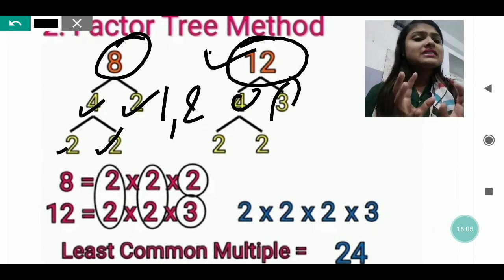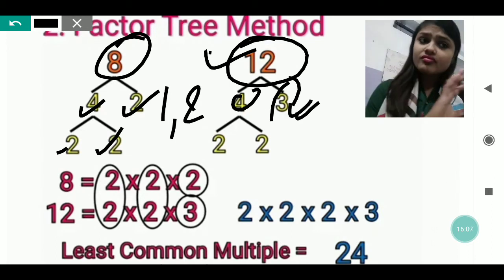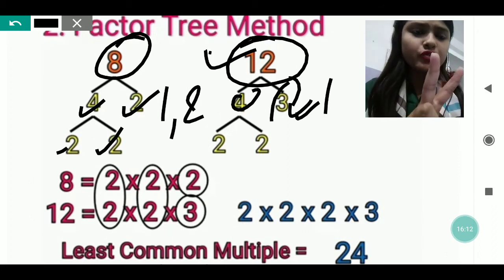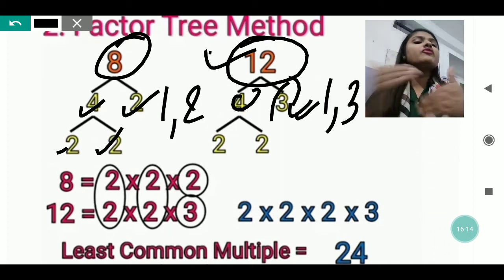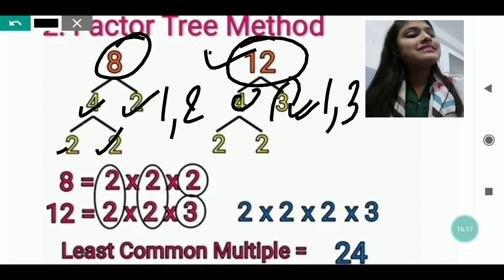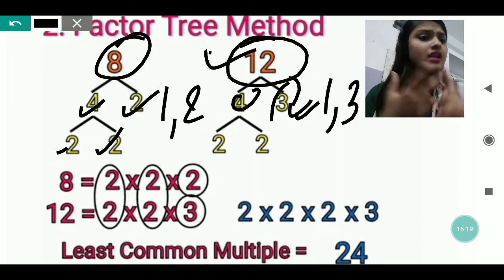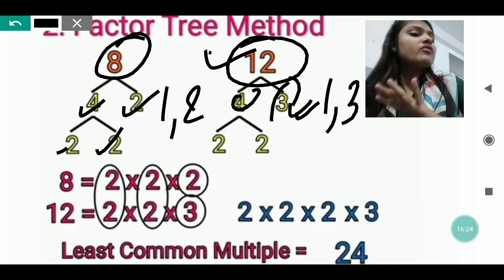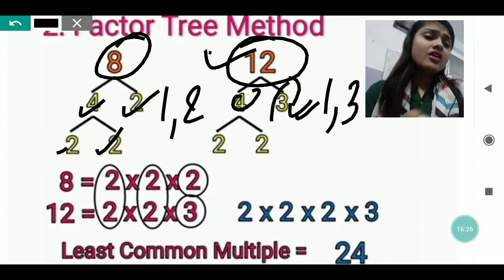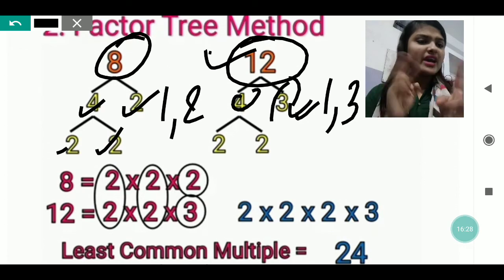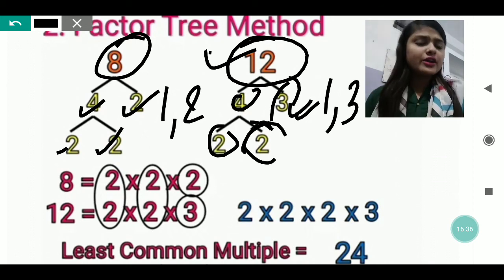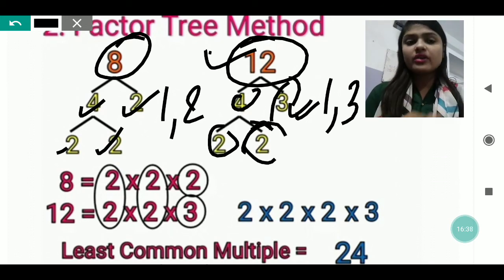Clear? In the same way, 3 is already in its lowest term, because it has only two factors, 1 and 3. It cannot be further divided. But 4 has more than two factors, 1, 4, and 2 is also one of the factors. So 4 will be divided, and we get 2 and 2. We choose the pairing of 2 and 2 because 2 into 2 gives 4.